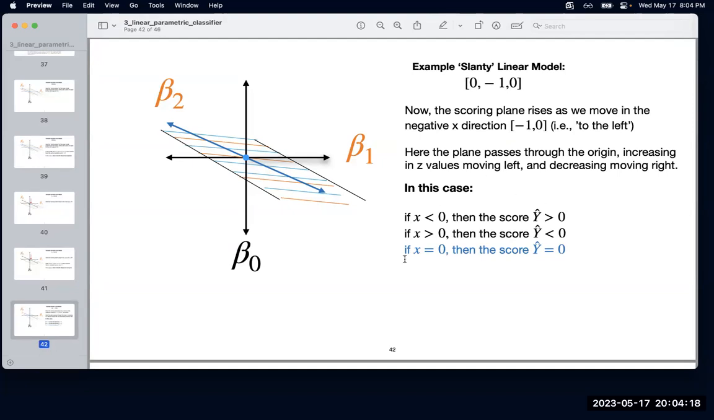And when you have your x equal to 0, then obviously your score would be 0, because the hyperplane is going through the origin. If you set the input to 0, that'll be 0 times -1, so that's 0.